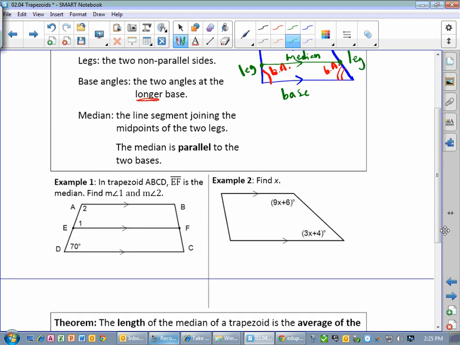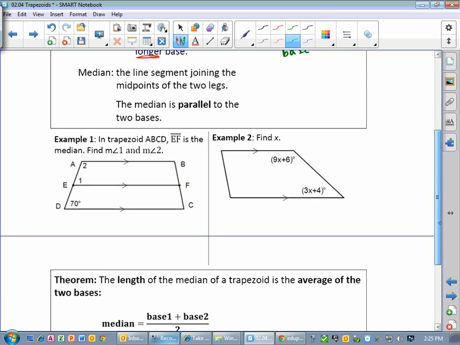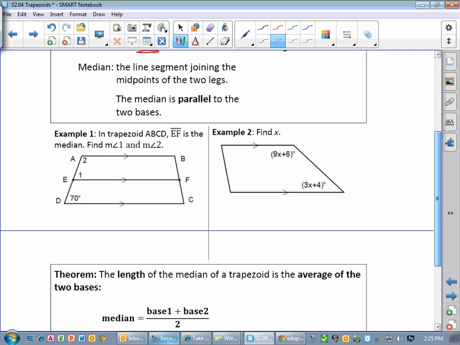All right, so let's do a couple examples. It says in trapezoid ABCD, so again, the naming convention, ABCD, going around the figure clockwise, EF is the median. Notice it's marked parallel. It says find the measure of angle 1 and the measure of angle 2. Because we have all these parallel lines, parallel line, parallel line, parallel line, and we have one line crossing them, what is that line called? Transversal. So we've got angle pairs here. For example, corresponding angles are congruent. So angle 1 must be what measure? 70.